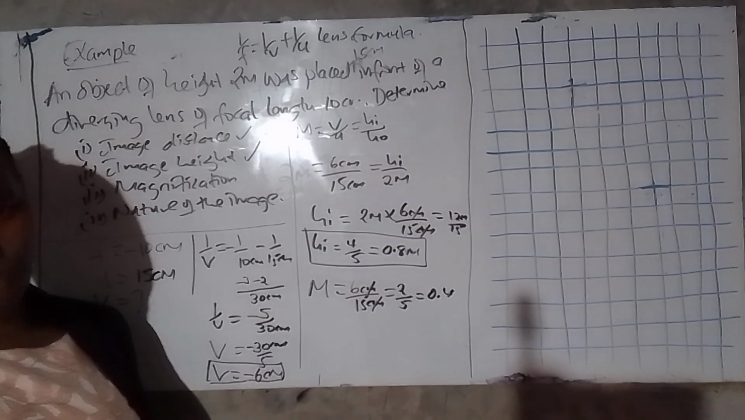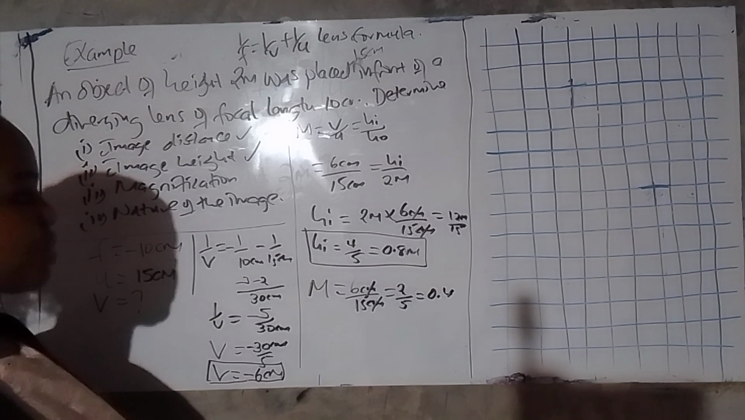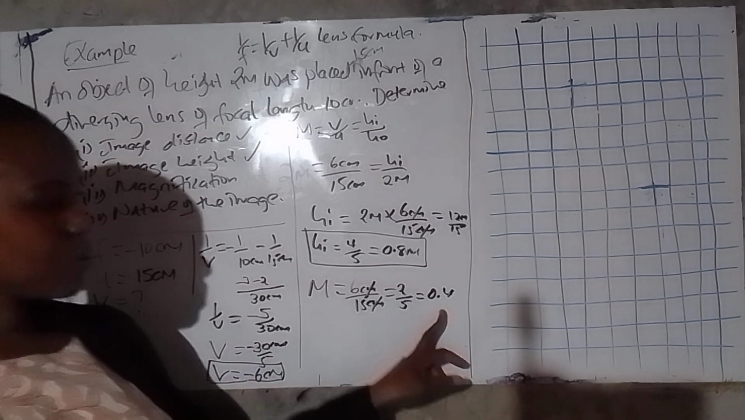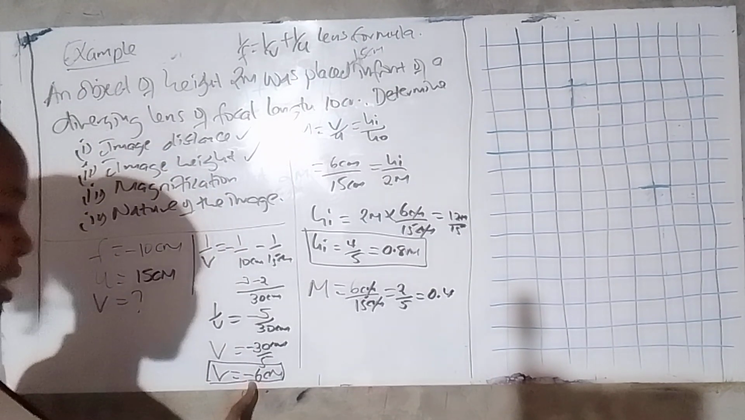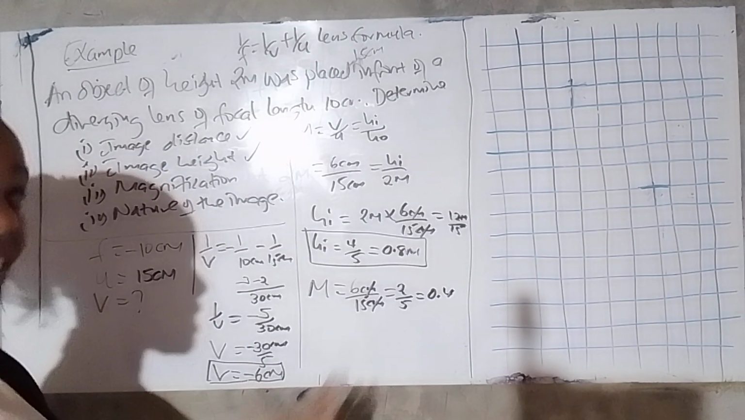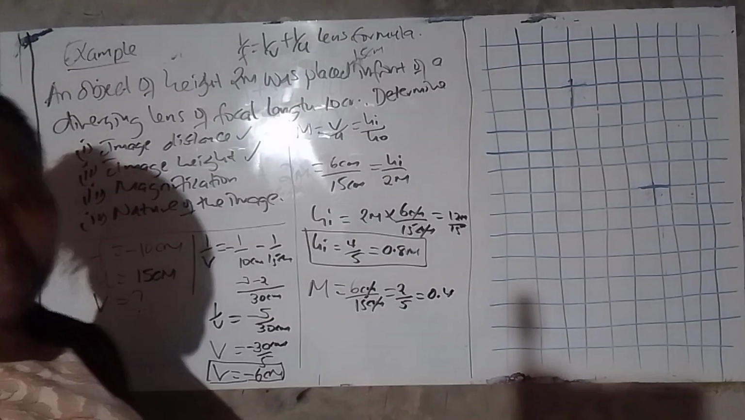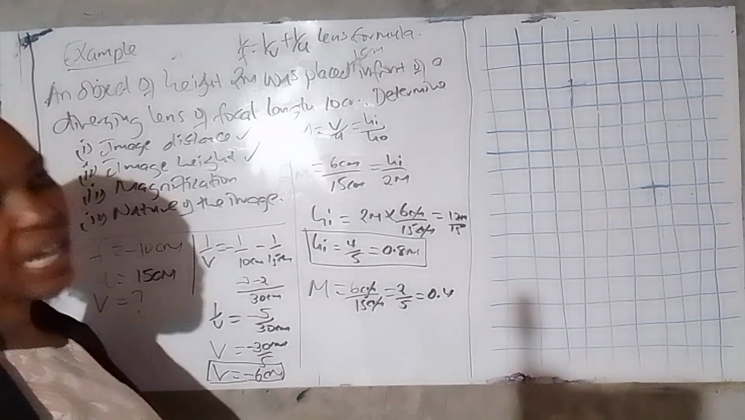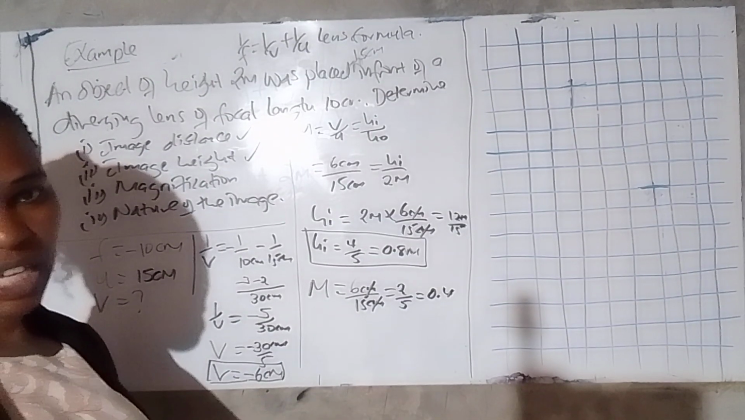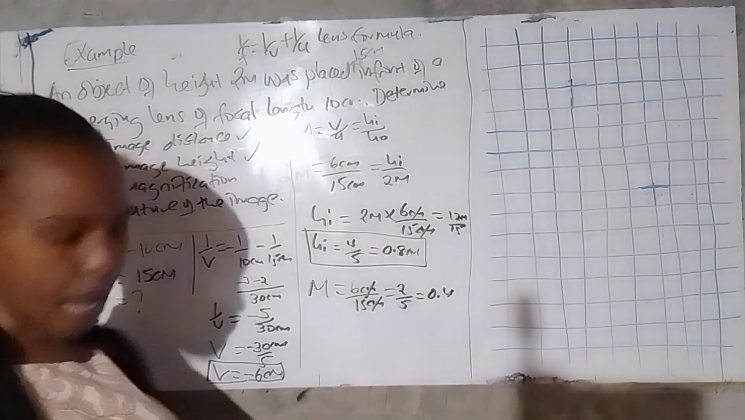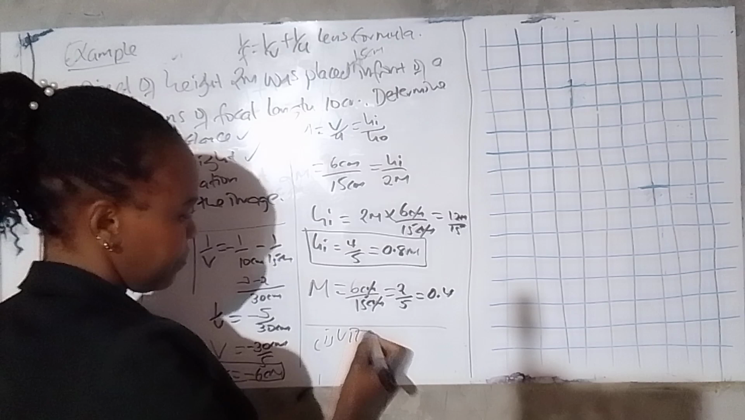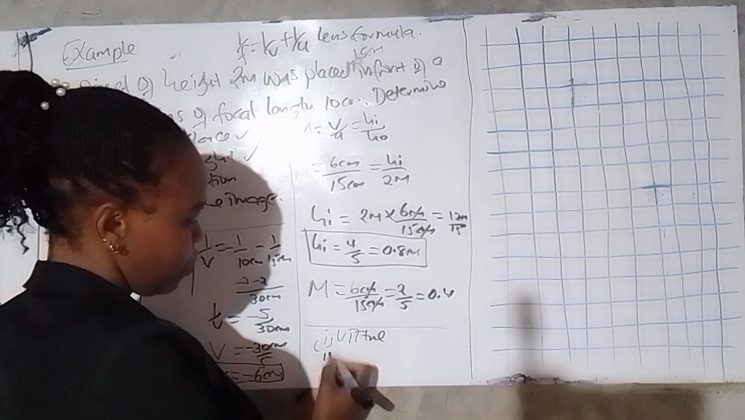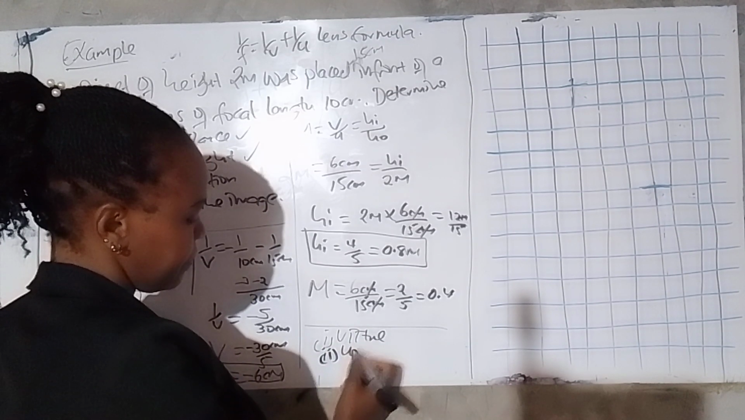Finally, we look at the nature of our image. Of course, we have already talked about that. Magnification is 0.4, meaning it is smaller than the object. The image distance is negative, meaning it has formed on the same side as the object. And all that means it is virtual, and so we expect it to be upright. So 1, it is virtual. 2, it is upright.